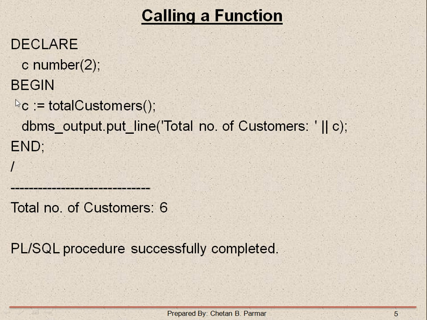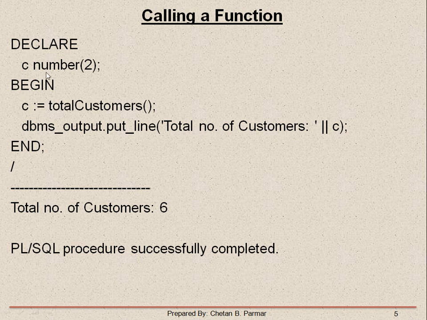Then I am printing the value of C using the dbms underscore output dot put underscore line function. In single quotes I am writing a hardcoded string, total number of customers, and the value is C. This is a string and this is numeric, so I am using two pipe signs, which perform concatenation. Then terminate the PLSQL block, and by using slash you can execute it.